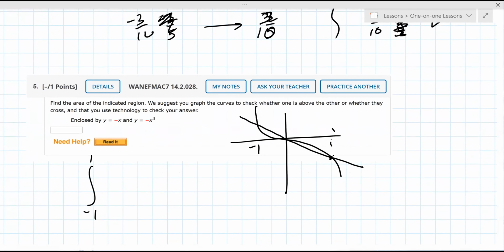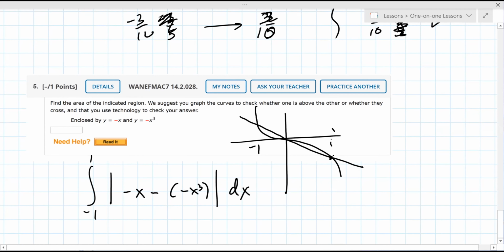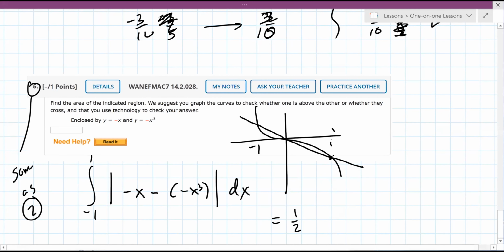So it's exactly the same. You can do the absolute value of minus x minus minus x cubed, and you end up getting whatever we got in problem number 3, which is 1/2. Same as 3.